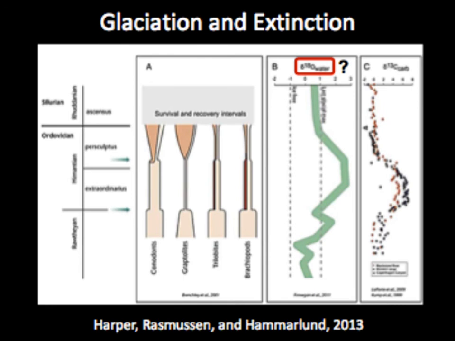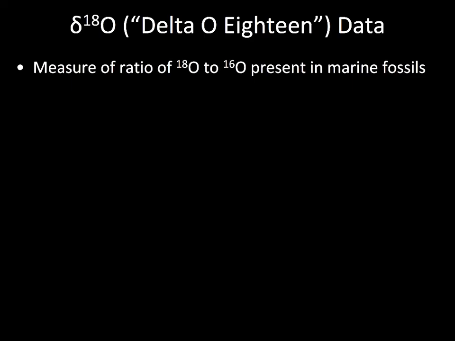So I want to elaborate a little bit here about what delta O18 is to give you information about how it connects with glaciation. So just like delta C13 is a measure of the ratio of carbon 13 to carbon 12 present in marine fossils, delta O18 is a measure of an isotopic ratio, specifically the ratio of oxygen 18 isotope to oxygen 16 isotope present in marine fossils.